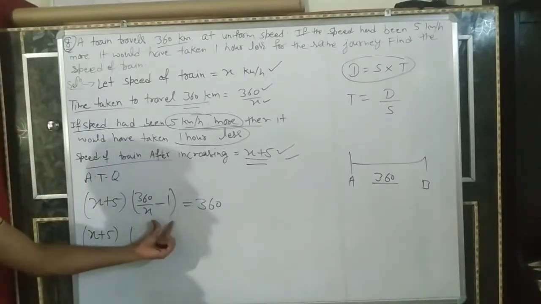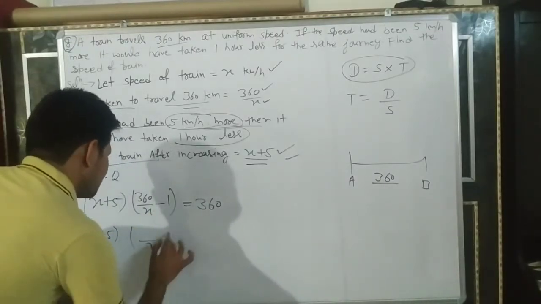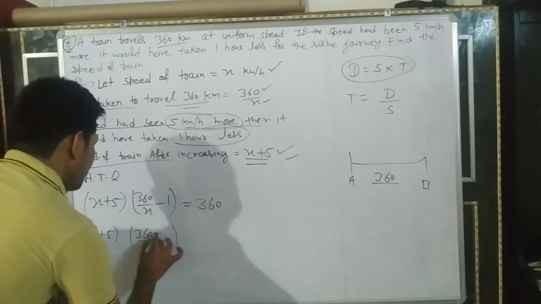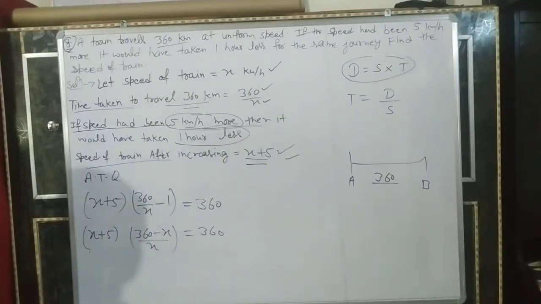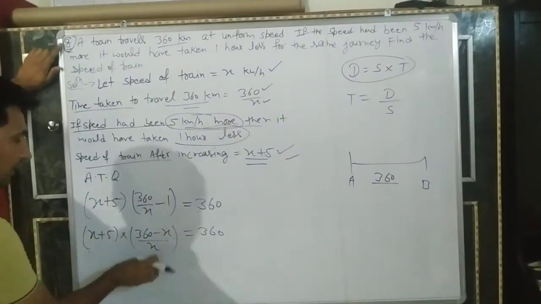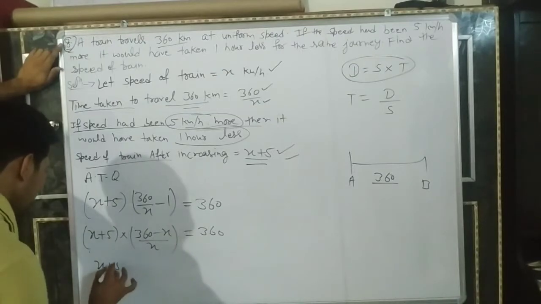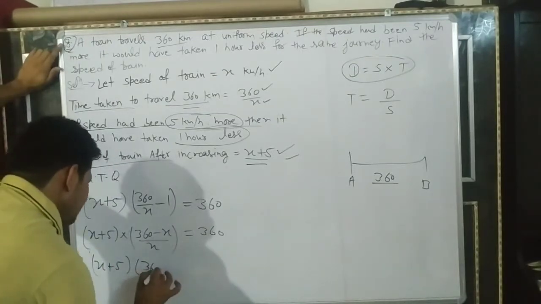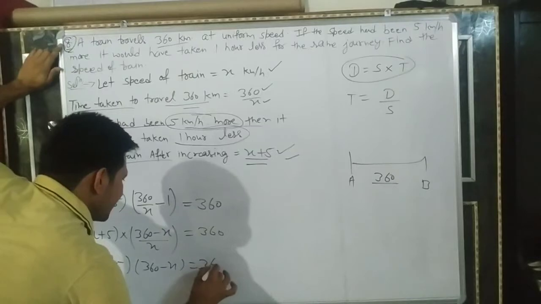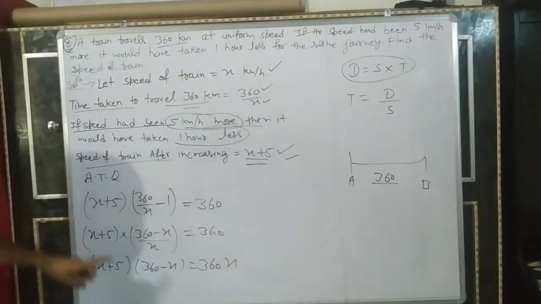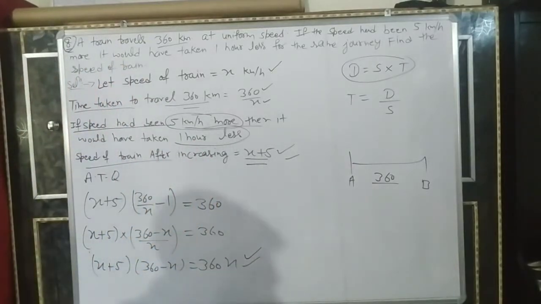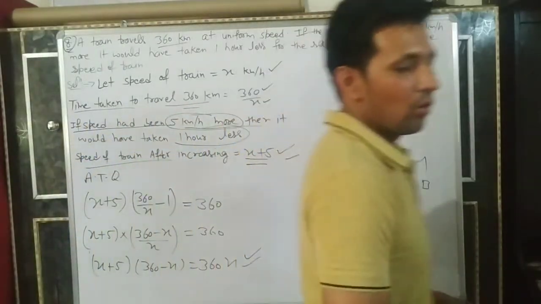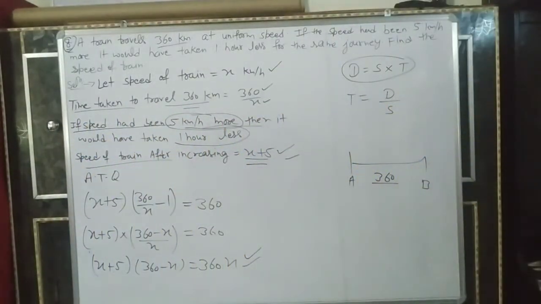How will you solve the fraction? By taking LCM. 360 minus x equal to 360. So again what we will do? X is dividing here, so on the other side we multiply. X plus 5 into 360 minus x equals 360x. So please solve it yourself. You already know the equation, and you can solve it by any method, either by the splitting method or by the quadratic formula. Note it down.